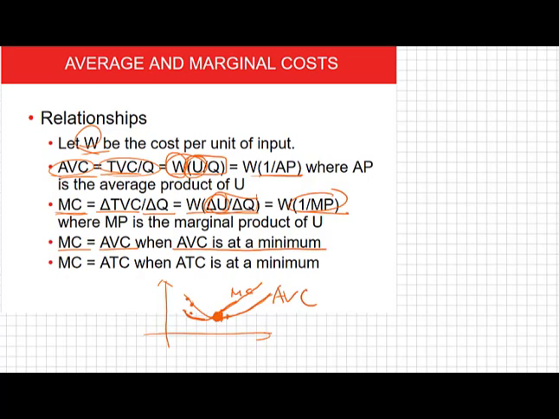Same logic applies to the last bullet. Marginal cost hits the bottom of average total cost when average total cost is at a minimum, because the only change in average total cost comes from marginal cost.